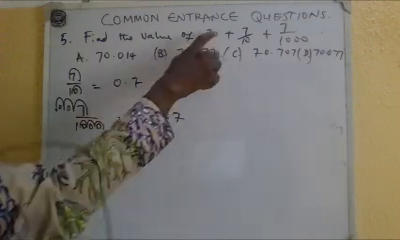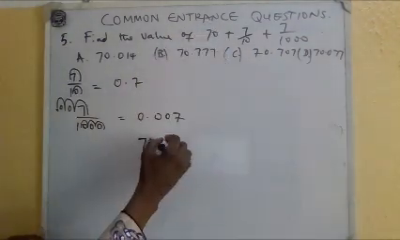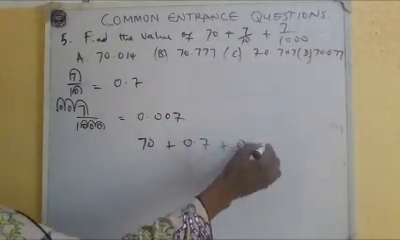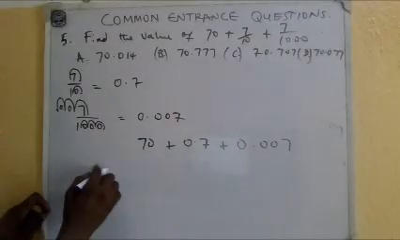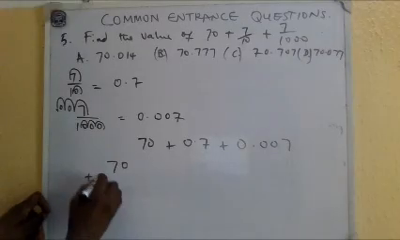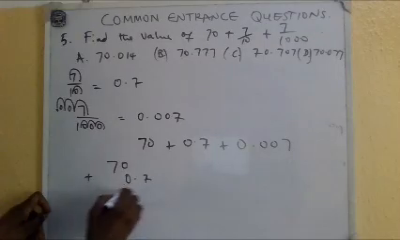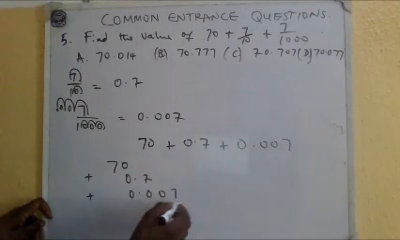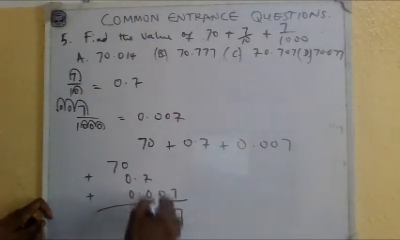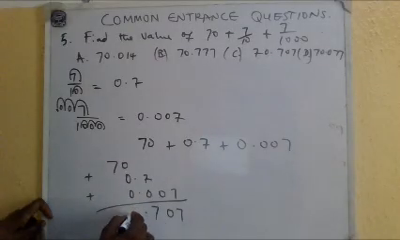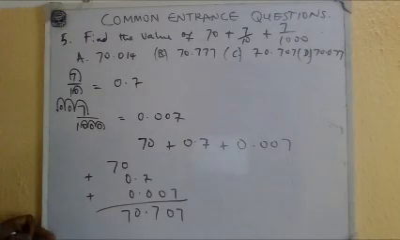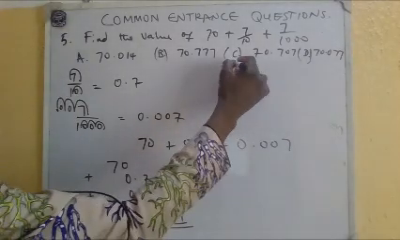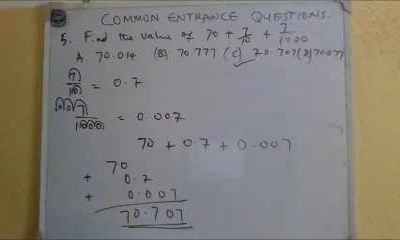So I have 70 plus 0.7 plus 0.007. I can do it in a way like this: 70 plus 0.7 plus 0.007. Okay, so I rule my line like this. This is 7, add, this is 0, this is 7, dot, this is 0, this is 7. So the answer is 70.707. The answer is C. C is our answer.